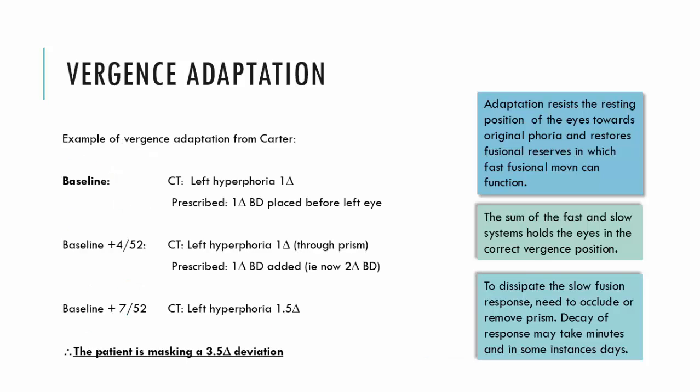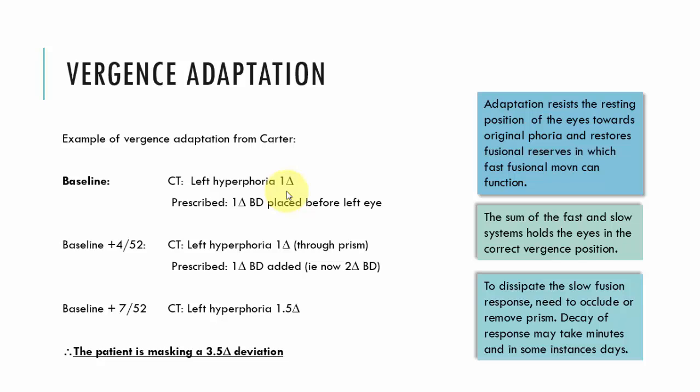Let's look at an example to gain a better understanding of vergence adaptation. We'll look at an example by Carter, which is in your notes on LMS. Here we're given an example of a patient at baseline where a cover test is performed, a left hyperphoria is detected, and it's measured to be 1 prism diopter with a prism cover test.